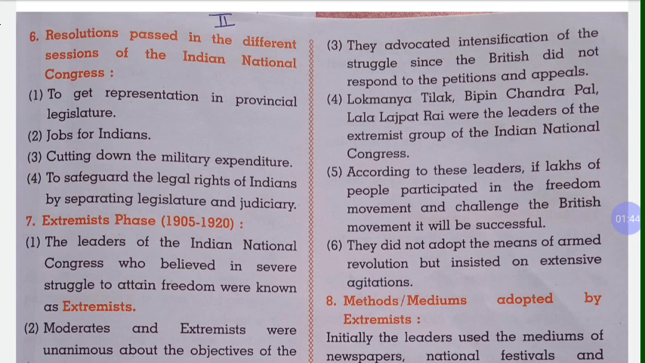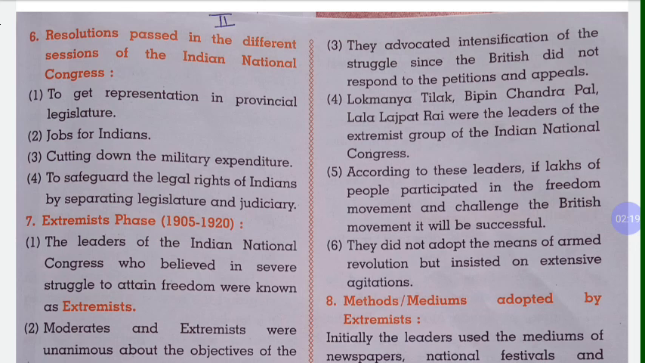Here comes the extremist phase. Now we already spoke about the moderate phase. In that we spoke about Gopal Krishna Gokhale, Firoz Shah Mehta, Surendranath Banerjee, these people were moderate leaders and they followed peaceful methods. And what did the extremist leaders do? See, the leaders of the Indian National Congress who believed in severe struggle to attain freedom were known as extremists. So they wanted to have severe struggle. They were not of peaceful minds. Movements करके, strikes करके, so they believed in all these kinds of things.